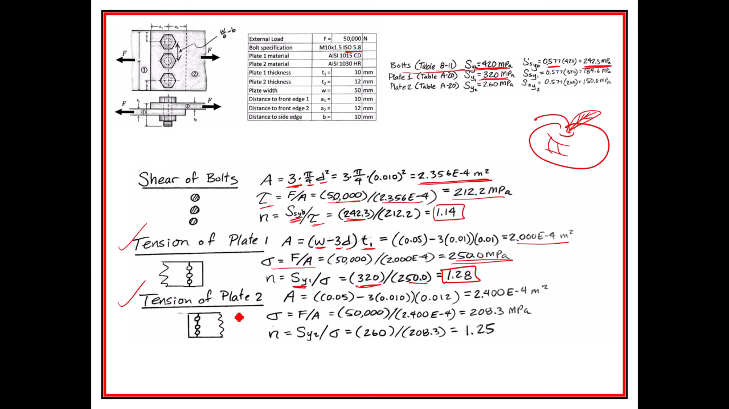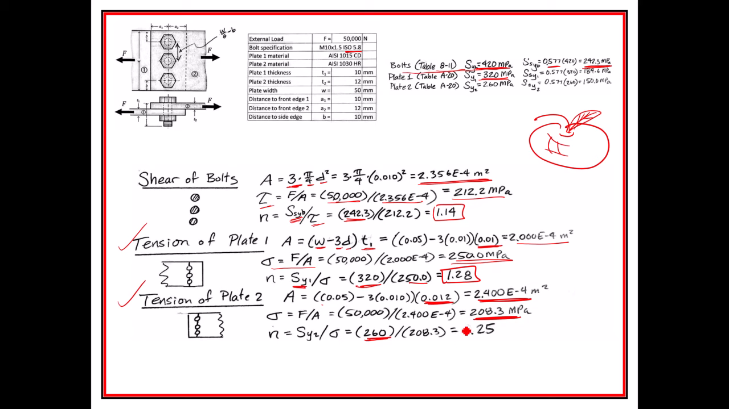And then tension of plate 2, the area is a similar thing, but we're going to have a different thickness right here. So everything's the same as the one above, except that we had a thicker plate. So we have a larger area, so we have a lower stress, but our strength is lower.